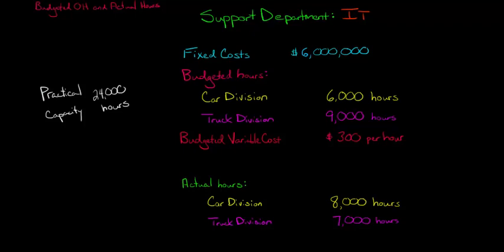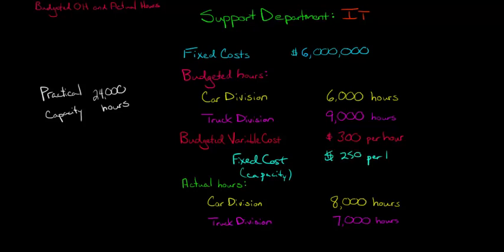Okay, so let's say we do that. Let's take the $6 million and divide it by 24,000. That's going to give us a fixed cost of $250 an hour. And I'm just going to put that here. This is the fixed cost. This is based on capacity. Based on the capacity, we'll say $250 an hour.